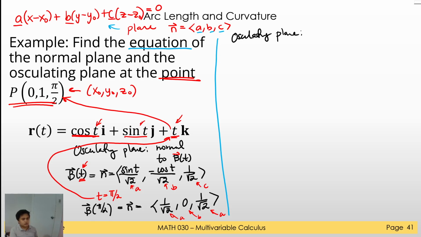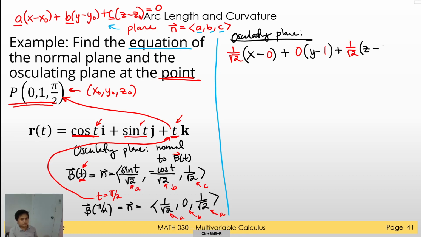So for the oscillating plane, this will be equal to, we have A here is 1 over square root of 2, right? And then we have x minus x sub 0, we have 0. And then plus, we have 0 here. And then y minus y sub 0, which is 1. I'll just make this red now, just to make things obvious that this is substituted. So 0, and then we have 0 here. This would be 1. Plus, we have 1 over the square root of 2. Then we have z minus pi over 2 is equal to 0.